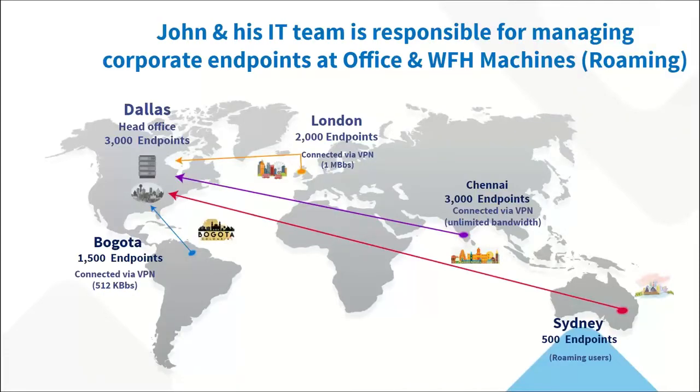So let us take, for example, that John and his IT team are responsible for managing corporate endpoints at their office and their work from home machines. They have their head office in Dallas, where they have multiple remote offices spread across Chennai, Sydney, London, and so on. And they also have a few work from home machines and roaming users. So let us see how John and his IT team can manage all these devices and also tackle the back to office challenges that these devices may pose.